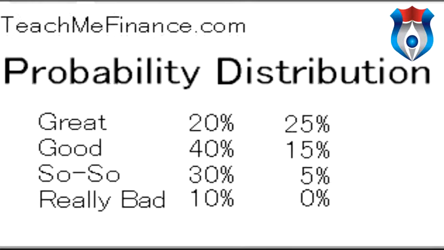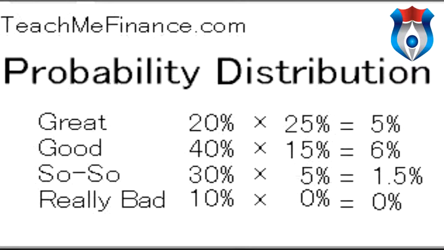And this is easy. You just multiply the numbers across. You take the probability times the outcome, and then that equals the result. And then you add up the results. For example, 20% times 25% equals 5%. 40% times 15% equals 6%. 30% times 5% equals 1.5%. And 10% times 0, of course, is 0%.